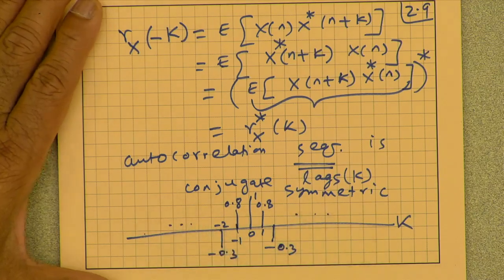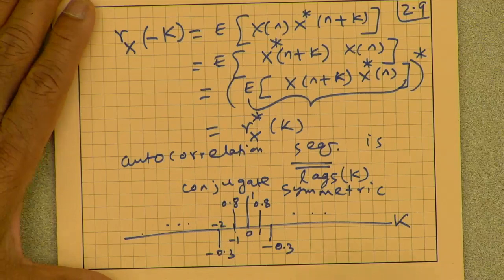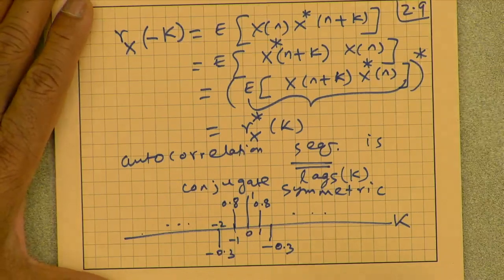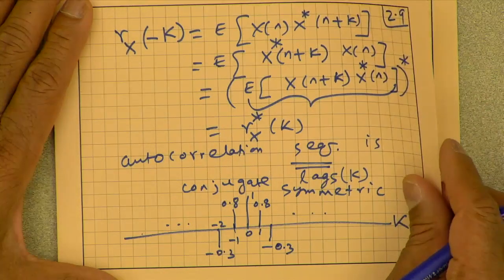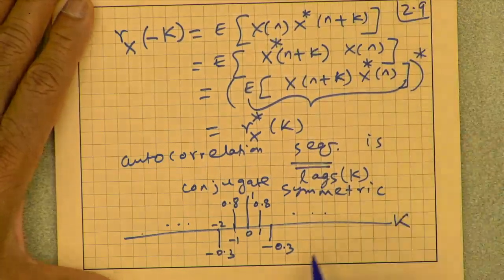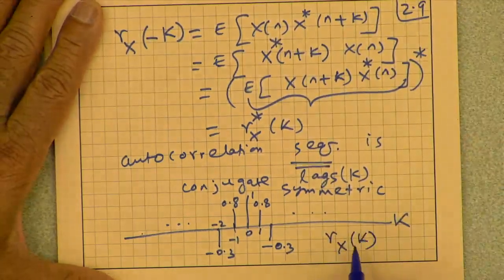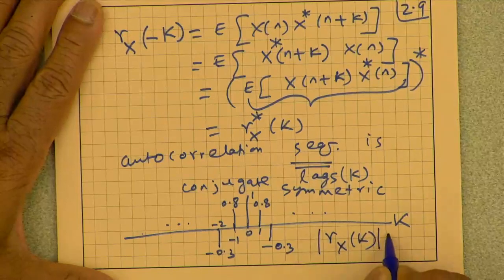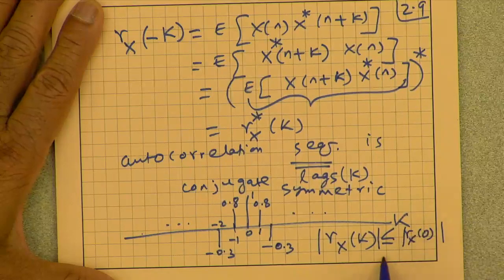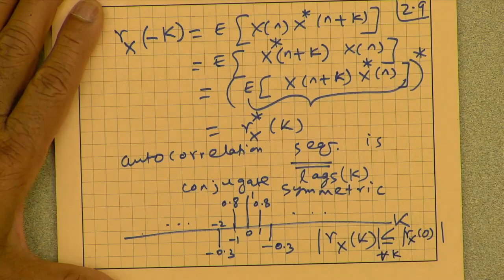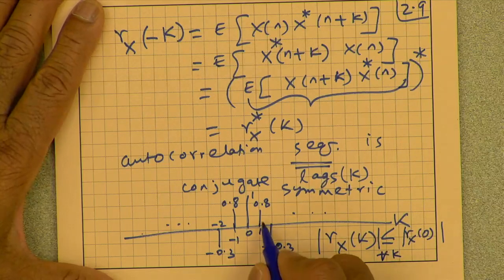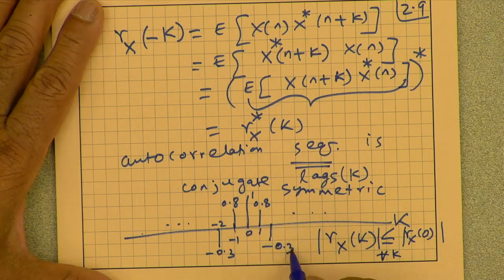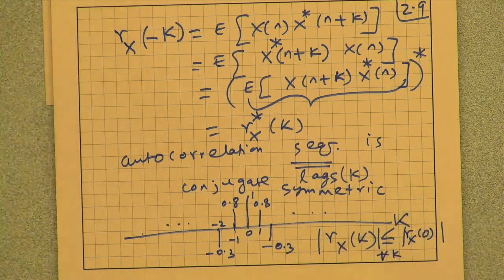So there are many other properties that I won't really get into. We don't want to spend a lot of time on this in this class, but in general, the magnitude of Rx of k is going to be less than or equal to the magnitude of Rx of 0 for all k. So there will never be a case that this will be minus 0.9. This will keep decreasing in magnitude.